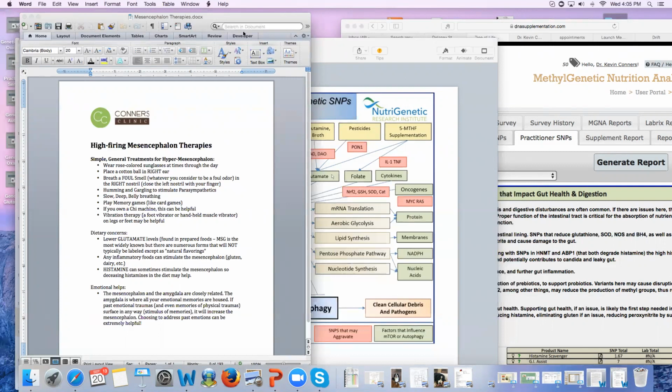So we're going to talk about a big word today: mesencephalic. Your mesencephalon. We're going to have a quiz on it at the end, so make sure you get this down. But your mesencephalon is a part of the brain.